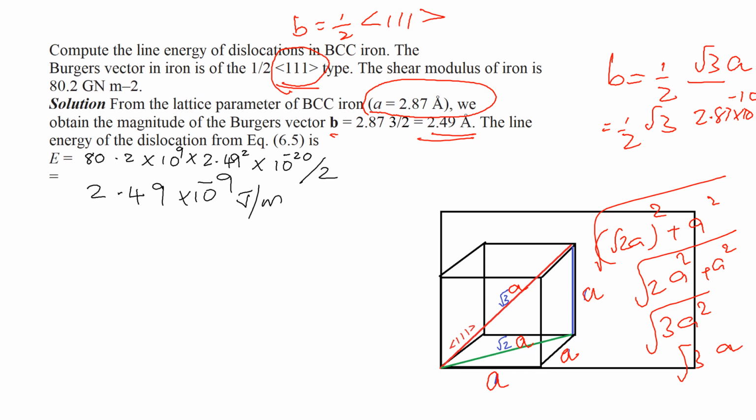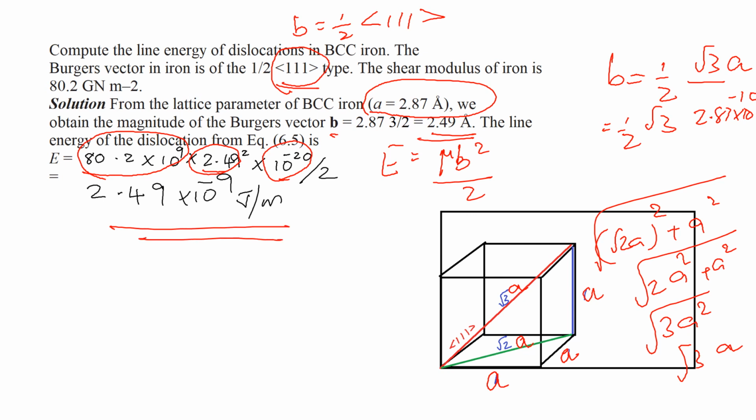Now the calculation of E. What is E? E is equal to mu b square divided by 2. Mu is 8.2 times 10 to the power 10, b is 2.49 square times 10 to the power minus 10 squared, which is 10 to the minus 20, divided by 2. That gives 2.49 times 10 to the power minus 9 joule per meter.